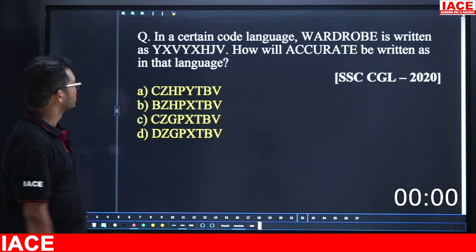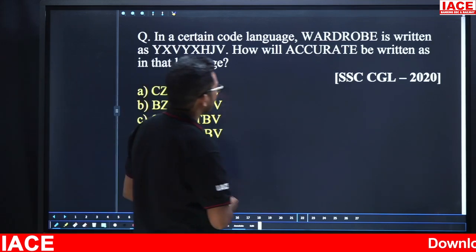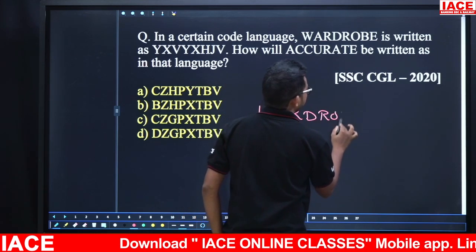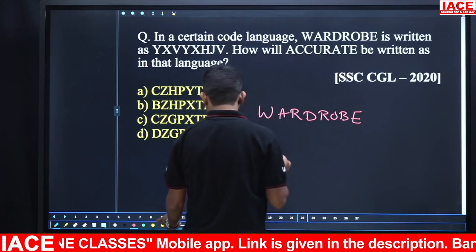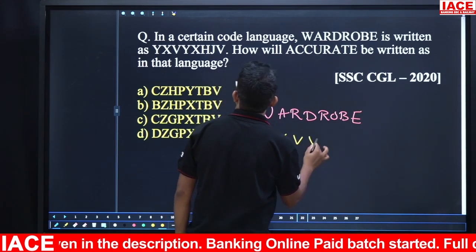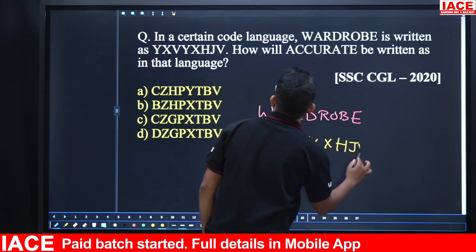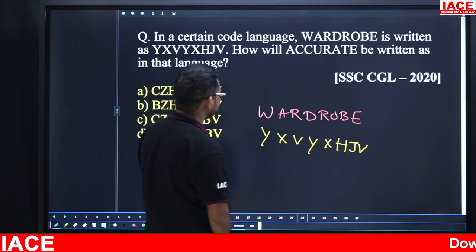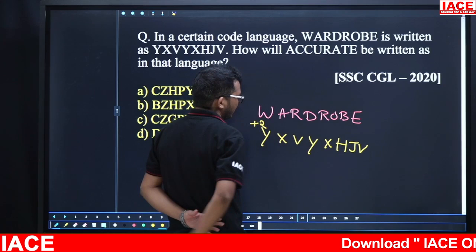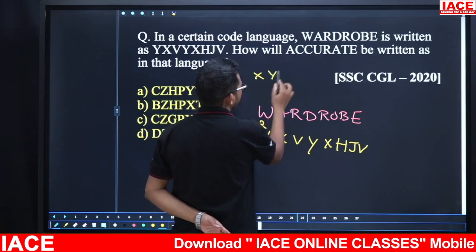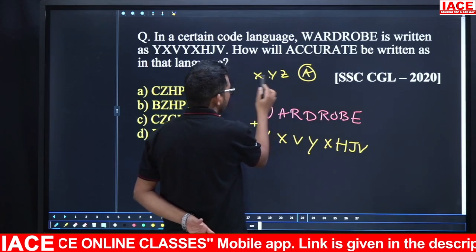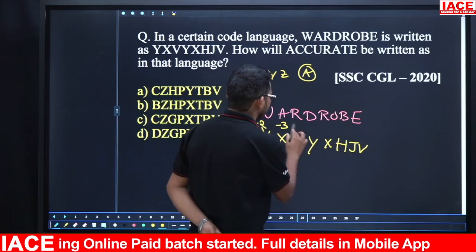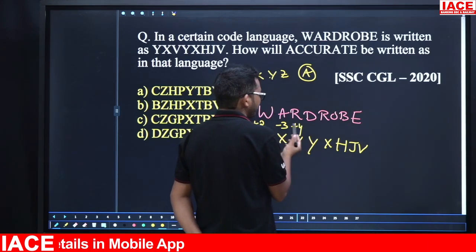Time up. So take the next one. In a certain code language, WARDROBE is written as YX VY XHJV. How will ACCURATE be written? Friends, observe W and Y: the logic is plus 2. Next A and X: friends, take care, X, Y, Z, and A is minus 1, minus 2, minus 3, so X. Next R and V: R is 18, V is 22, so that is plus 4. So plus 2, minus 3, plus 4. Next one is what?